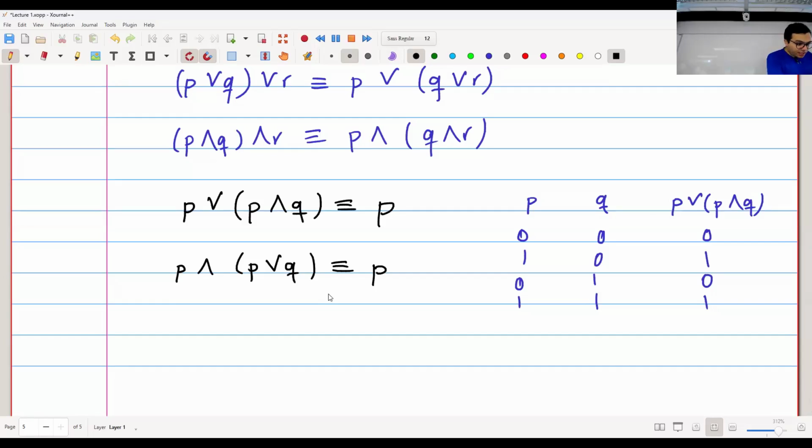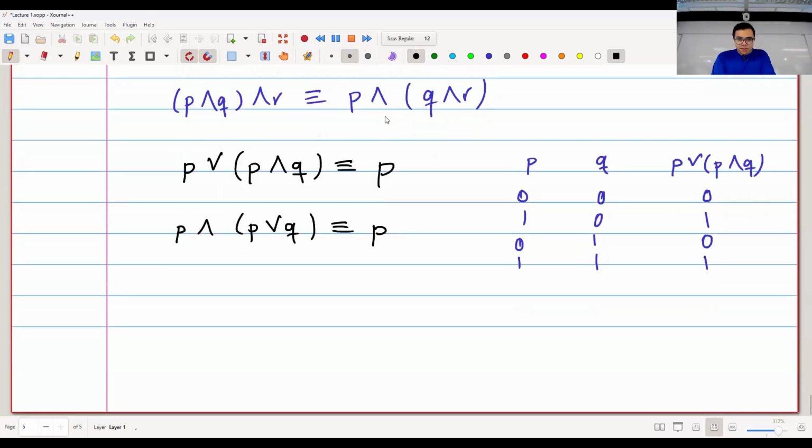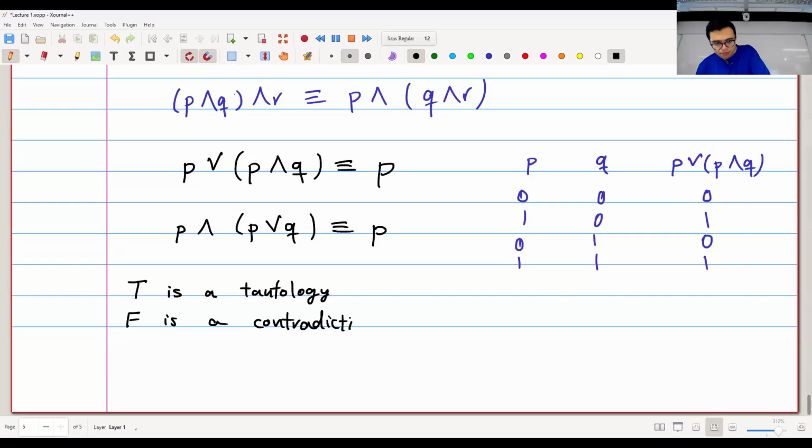What else? Yeah, these are called the absorption laws. Let's say I have a tautology. So I use big T to denote a tautology. So let's say big T is a tautology. And let's say big F is a contradiction. So big T is some statement that is always true. Big F is a statement that is always false.